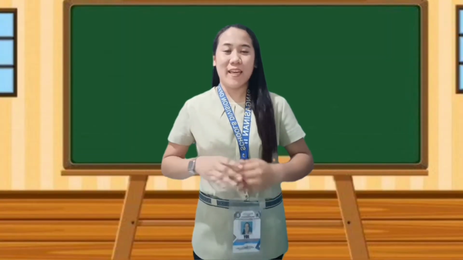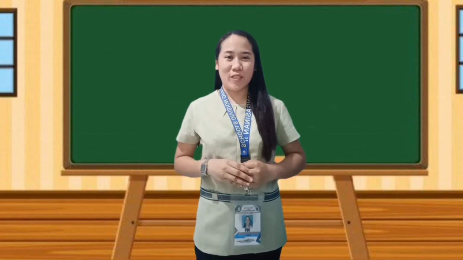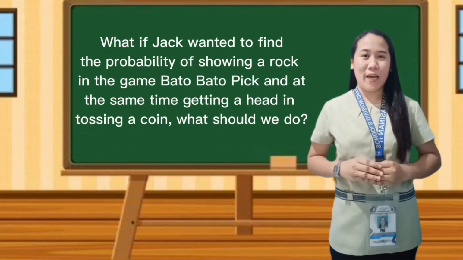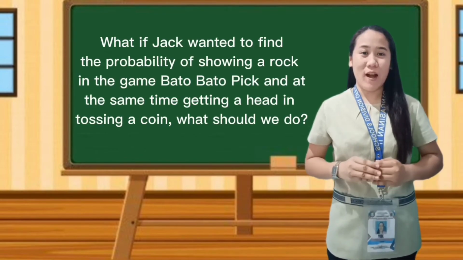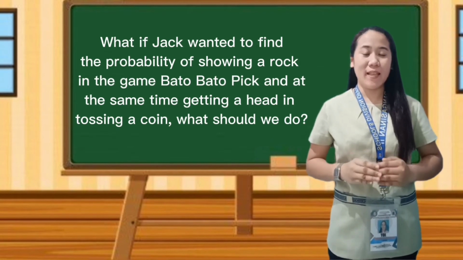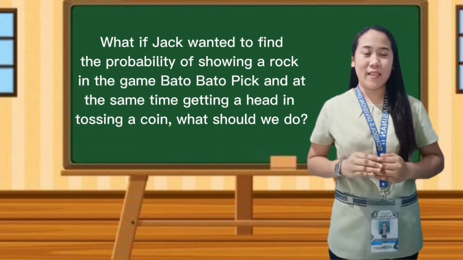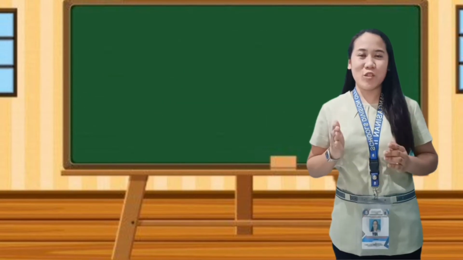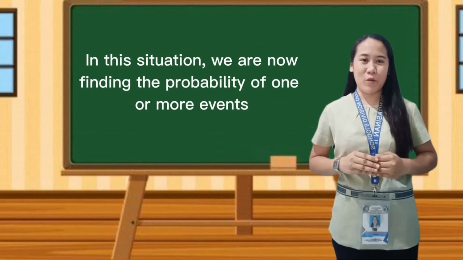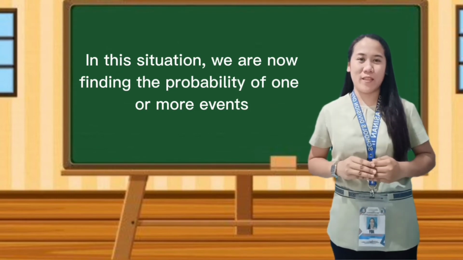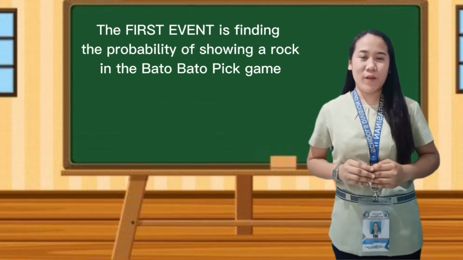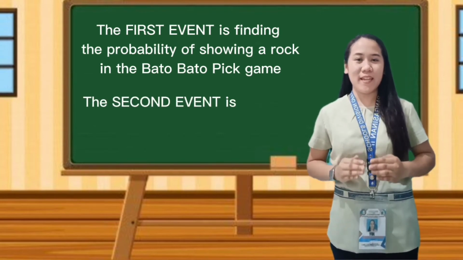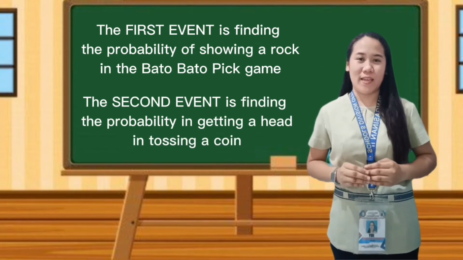Did we help Jack and his friend find answers to their questions? Yes, we did. But what if Jack wanted to find the probability of showing a rock in the game Bato Bato Pick and at the same time getting a head in tossing a coin? What should we do? In these situations, we are now finding the probability of 1 or more events. So, the first event is finding the probability of showing a rock in the game Bato Bato Pick, and the second event is getting a head in tossing a coin.